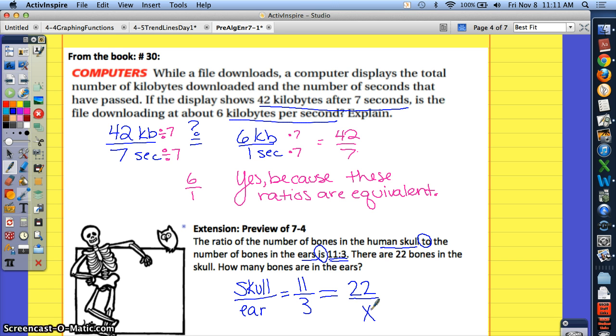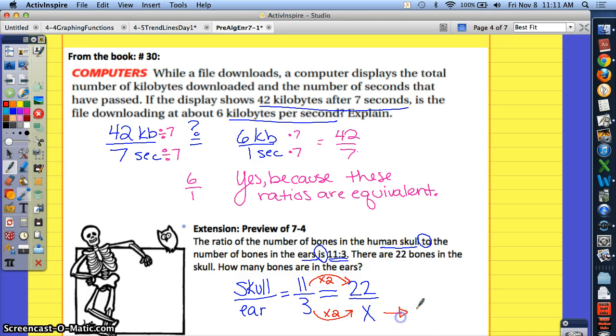Well, some of you may know cross products already. If you do, hold on to that because I want you to only use that if you understand why it works. But something you can do here is think about 11/3 is the reduced form of 22. So what would you divide 22 by to get 11? You would divide it by 2. Or let's go this way. What would you multiply 11 by to get 22? You would multiply it times 2. Well, whatever you do to the top, you must do to the bottom. So what is X going to be? X is going to be 6.